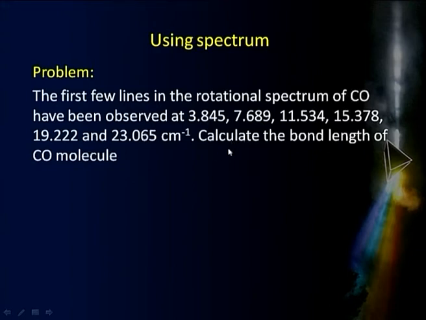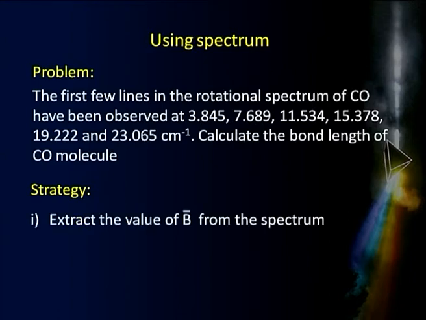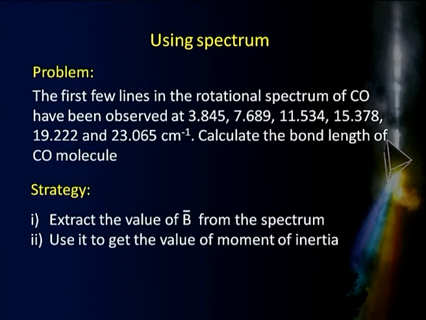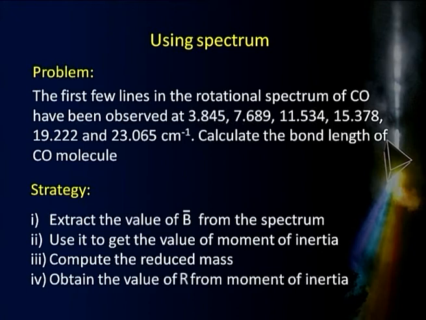As I mentioned earlier, the rotational spectrum can be used to calculate the bond length of the molecule. Let us see how that happens. Let us first devise a strategy to use this data. The first step is that we must extract the value of b bar from the spectrum. We will see how we do that. Thereafter, we use this value of b bar to compute the moment of inertia. The third step is to compute the reduced mass, and the fourth step is to obtain the value of r from the moment of inertia. All these relationships we have talked about earlier.